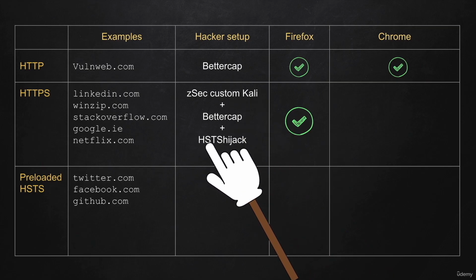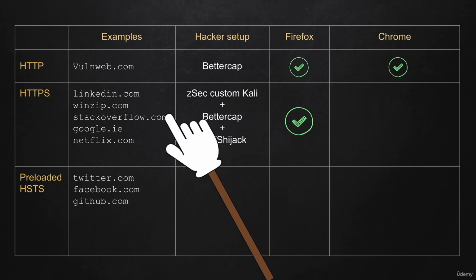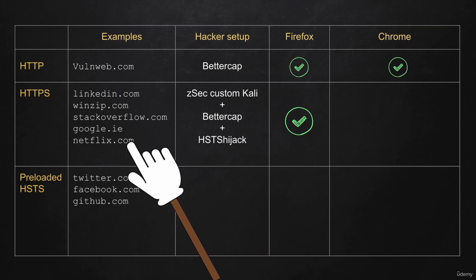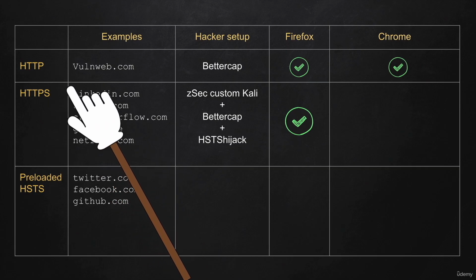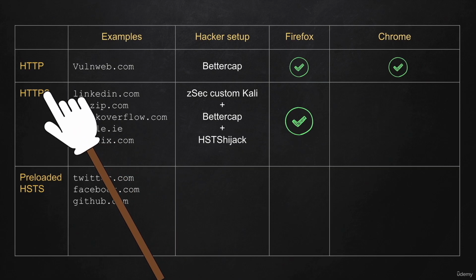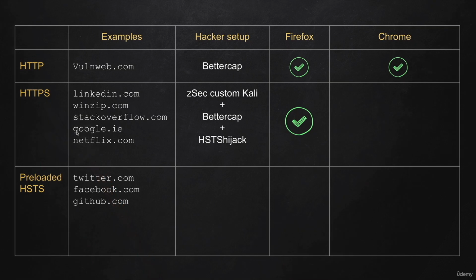We're going to load BetterCap with the HSTS hijack caplet and then try to load some of these websites. And the goal is that these websites should load in HTTP, not HTTPS. If that happens, that means we can read all of the data and analyze it, and we can even modify it, as I'm going to show you later on in the course.